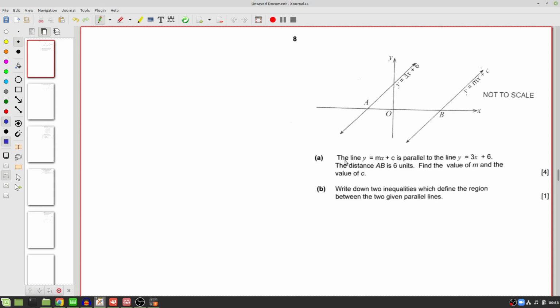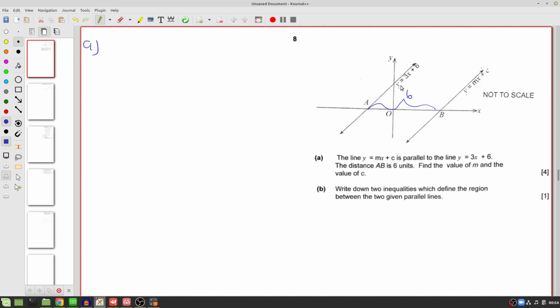Question A, the line y equals mx plus c is parallel to the line y equals 3x plus 6. And the distance between A and B is 6 units. So this distance here is 6 units. Now find the value of m and the value of c. Okay, so we can see it counts 4 marks, so it's obviously expected we need to do a little bit of work to find the answers.